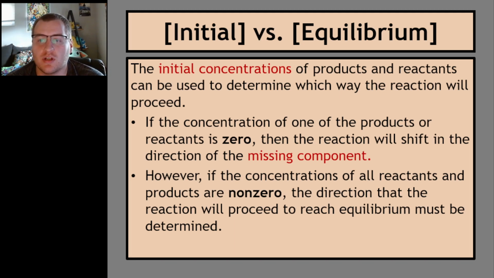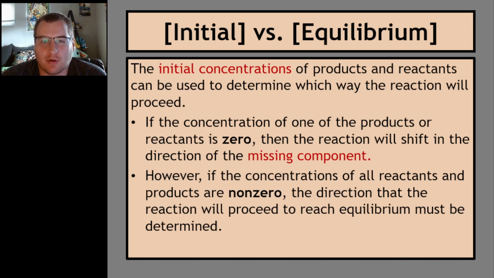If the concentration of one of the products or reactants is 0, then the reaction will shift towards the direction of the missing component. We're going to get into some problems in a second, where I give you, say, 2 reactants and a product, and I'm going to give you the concentrations of all of them. I'm going to tell you how much starting N2 and H2 and NH3 you have. If any of those numbers are 0, that means it's not possible for the reaction to occur using that reactant or product that has 0, because you can't have a negative amount of something.